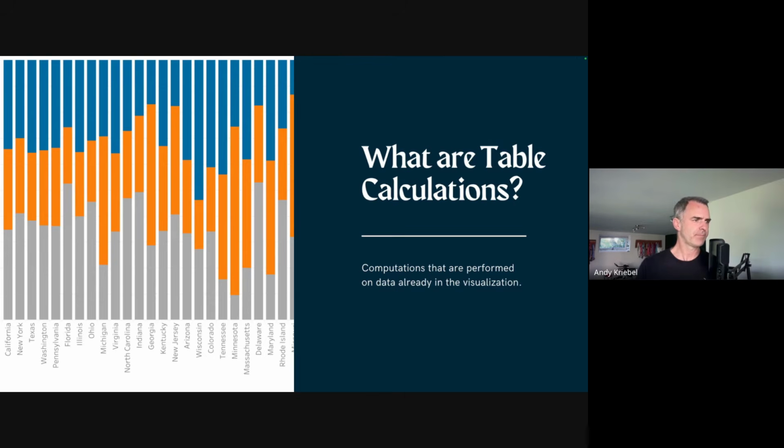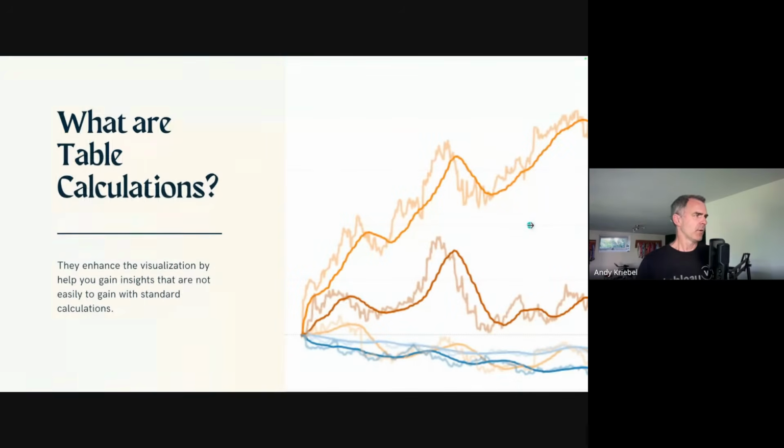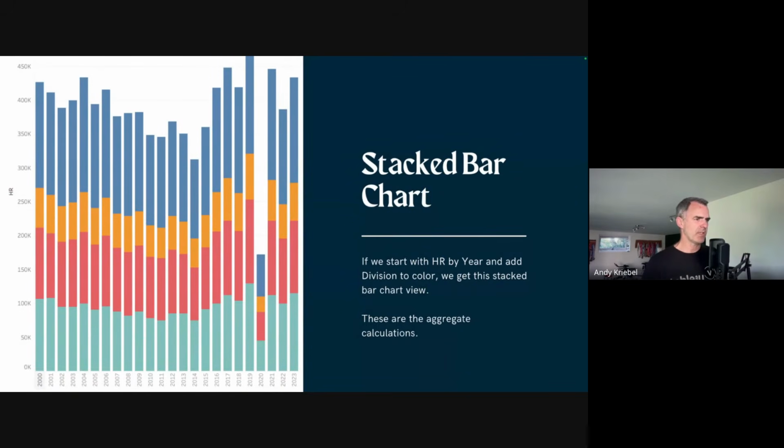Anyway, so table calculations. These are calculations that are performed on data that is already in the visualization. So Tableau has gone off, it's done its query, it's drawn the picture in Tableau. A table calculation is then a calculation that gets performed on that data. Okay, so what do we mean by that? They kind of help you with some additional insights. I'm going to skip some of this stuff so we can get through it a bit quicker.